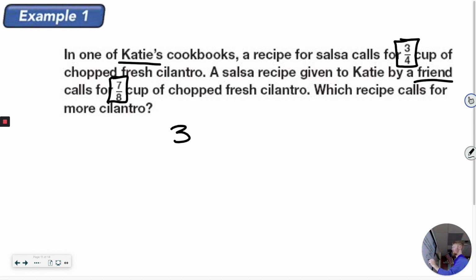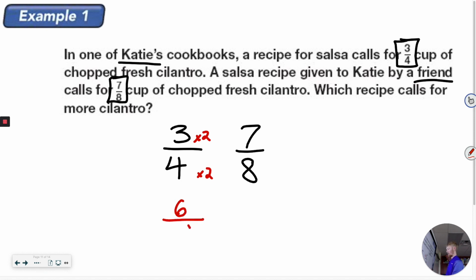So 3/4 and 7/8. Once again, we just need to change them to be like denominators. So do I multiply or do I divide the 4 to get to an 8? Well, I would have to multiply because it's getting bigger. So 4 times 2 gives me 8. 3 times 2. Now I rewrite it. So now I have 6 over 8 and 7 over 8. Now I can clearly see that 7/8 is larger than 6/8, which means Katie's friend's recipe calls for more cilantro.